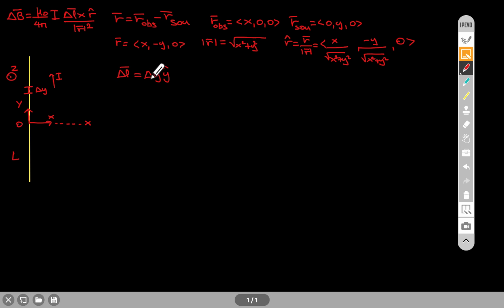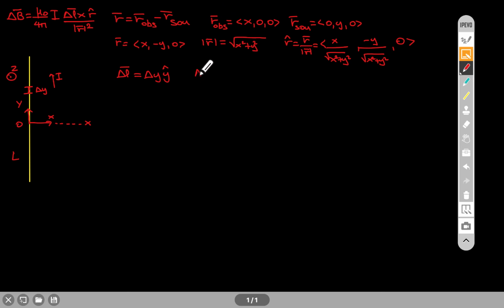I'm using delta y because this is the length of the short piece of wire that I'm using. Okay, I'm finding the magnetic field that this small piece of current is creating at the observation location. That's why I have delta L equals delta y times y hat. The conventional current points in the positive y direction. Now I need to find the cross product between those two.